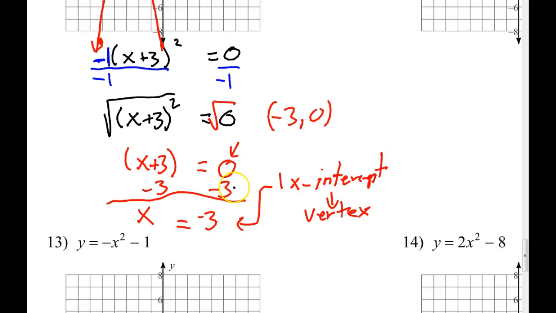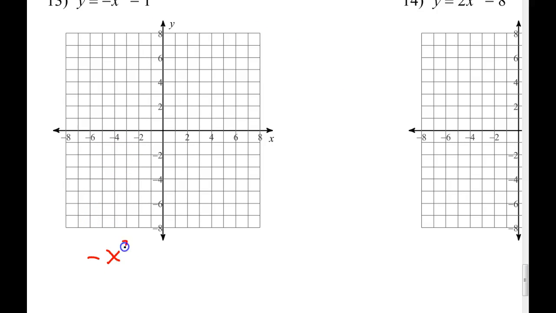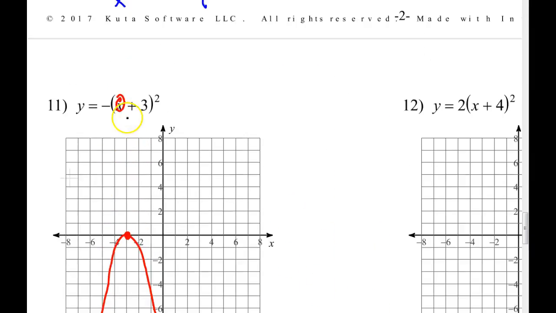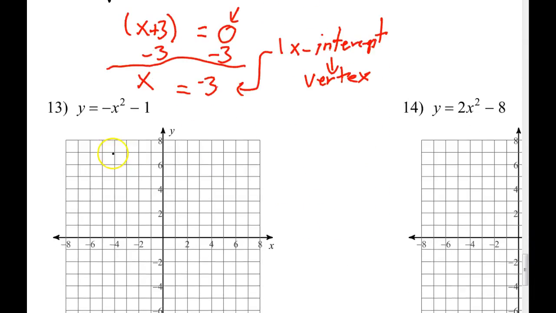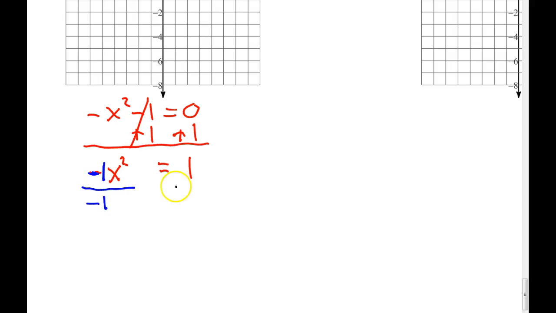All right. Lastly, we have negative x squared minus 1 equals 0, and let's solve that. And you can see here, there's nothing in parentheses. All these others had like x plus 3 in parentheses or x minus 1 in parentheses. This doesn't have anything in parentheses. So it changes it a little bit, but not much. Same idea. Add 1 to both sides. We have negative x squared equals 1. And we have a negative 1 here. So just like we did above, we can divide by negative 1.